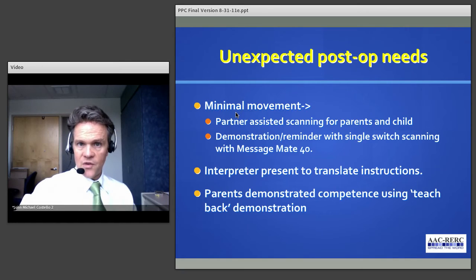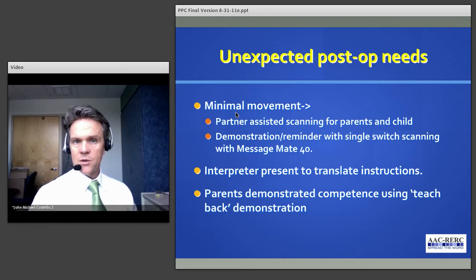The interpreter had been available at bedside while that instruction was happening, because it was really important to make sure that when I, the speech pathologist, or other clinicians weren't available, the parents really understood how to implement this system. A teach-back method was used so that after providing the instruction, the parents were asked to talk about what it is that they needed to do. And in this case, they actually demonstrated by demonstrating partner-assisted scanning and then demonstrating the setup of the scan.